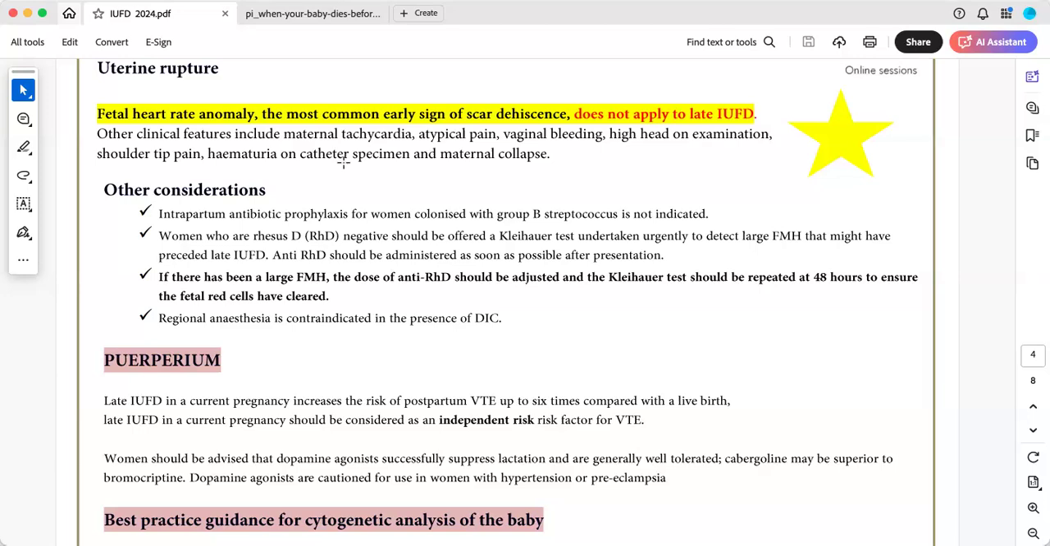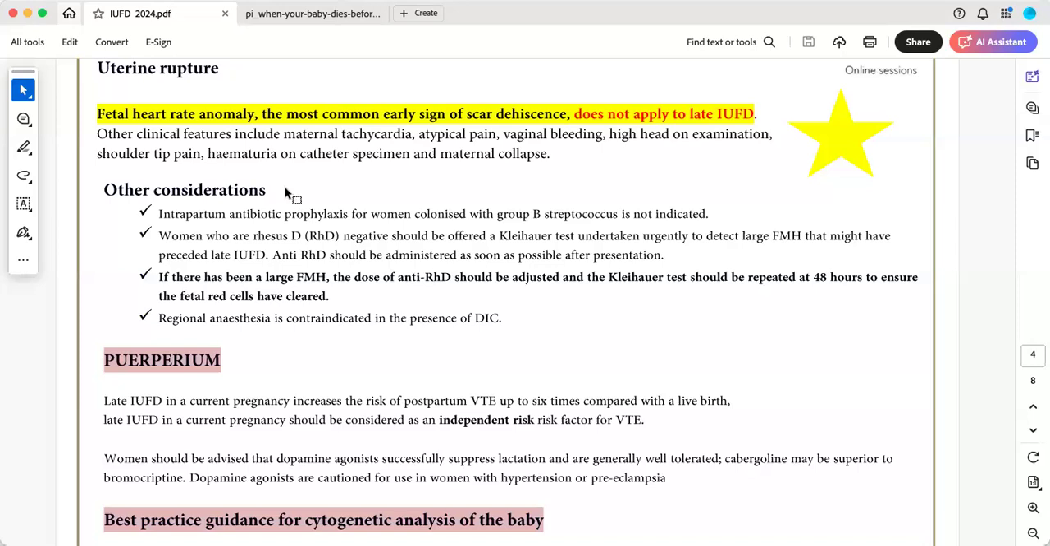Women who are RH negative, how will you manage them? What is the recommendation? We have learned before that once we have a woman who is Rh negative, at the time of the diagnosis we will advise anti-D, right, with the Kleihauer-Betke test. And we said that anti-D should be given within 72 hours from the time of the diagnosis of the fetal death, right? Correct? Yes, we have learned this.